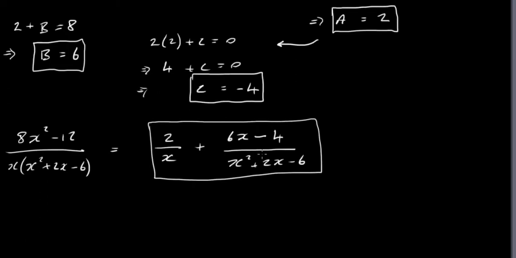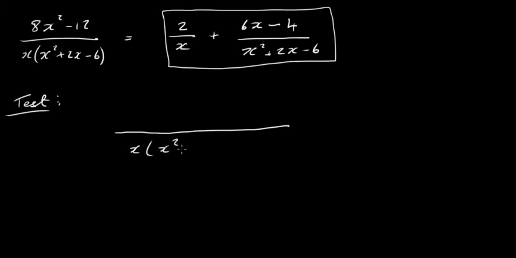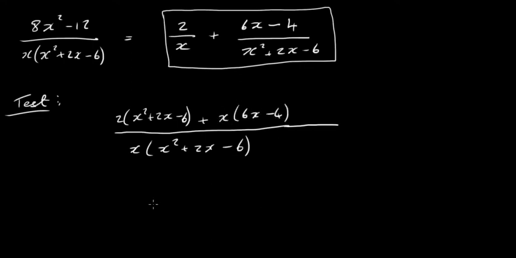So if I add these two fractions together, I should end up with this here. Let's just check that out and see does it work. Let's add these two fractions. Well, my denominator I know will work. That's x times x squared plus 2x minus 6. If I divide this in here, I'll get my quadratic expression here, multiply that by 2, so that gives me 2 times x squared plus 2x minus 6, plus divide this quadratic into this common denominator here, that'll give me x, so that'll give me x times 6x minus 4 on the top here.